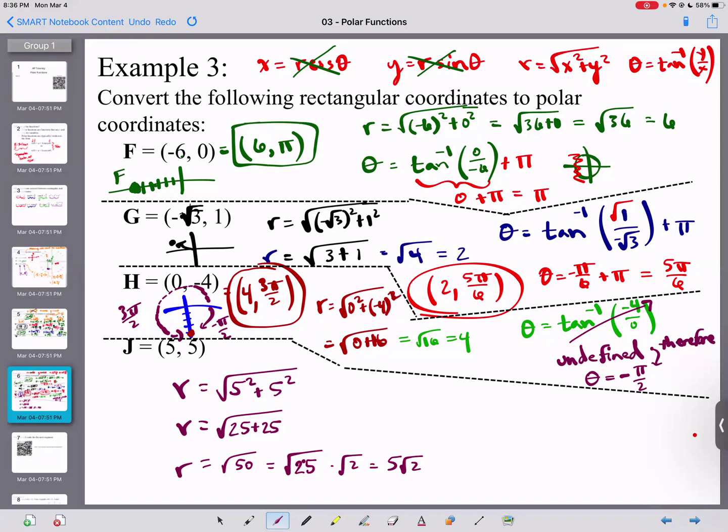Now to get the theta, it would be the inverse tangent. And by the way, we're using your trick. 5 comma 5, that's in the first quadrant. So we know we're in the first quadrant. It would be tangent inverse of 5 over 5. Well, what is 5 divided by 5? 1. Which you can also write as the square root of 2 over the square root of 2.